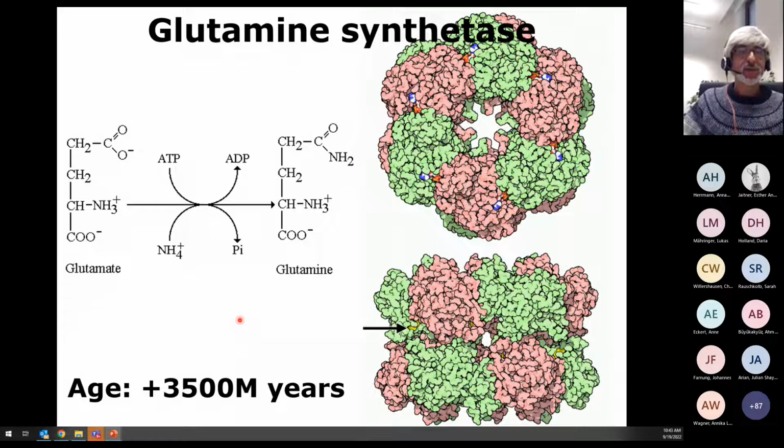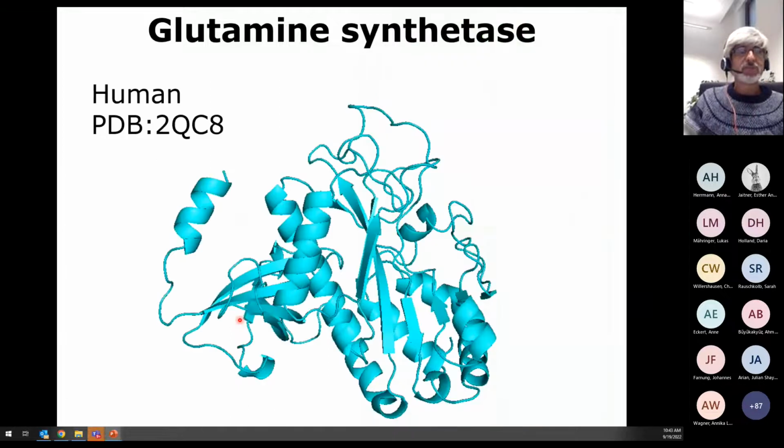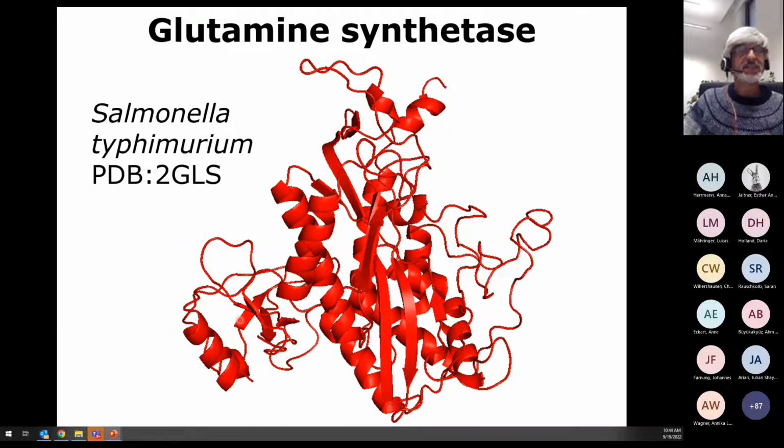How do I know that this protein has this age? How is this possible? I know that this protein is very old because it's present in humans, for example, and this is an example of a PDB entry showing us the structure of this enzyme. And I find this protein in many other species, actually probably in all species on Earth, and it's very similar. So this is the example from a bacterium, from Salmonella typhimurium, from another PDB file.